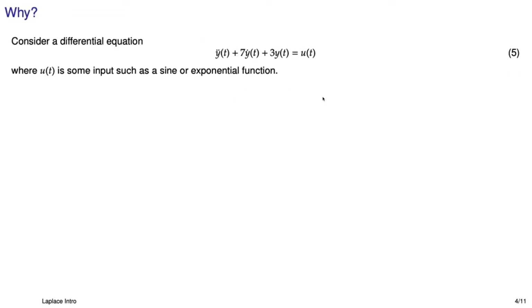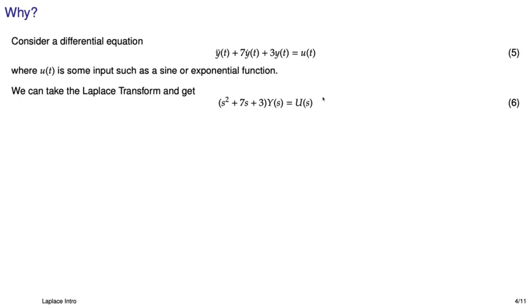Now, why would we do such a thing? Why would we go from a function of time, which is a very well understood thing, to a function of s, which is some complex variable? Well, let's look at that from a differential equation standpoint. You'll have to take my word on a couple things here as we're moving along, but I think you'll find this pretty powerful. So let's say we have this lovely second order differential equation where u is some input, maybe a sine or cosine or what have you.